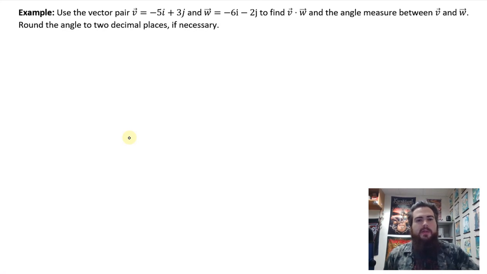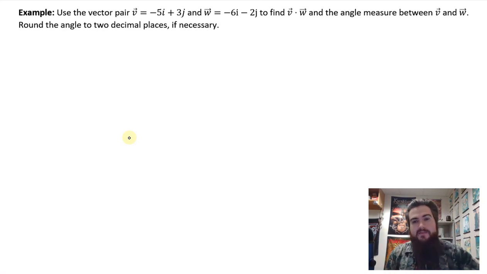In this example, we have the vector pair v equals negative 5i plus 3j, and w equals negative 6i minus 2j. And we are going to find v dot w, or the dot product of v and w, as well as the angle measure between v and w. We will round this angle, and I will do so in degrees, to 2 decimal places.